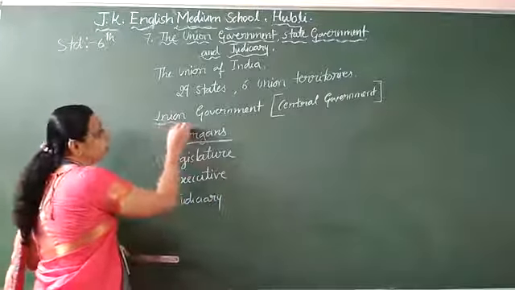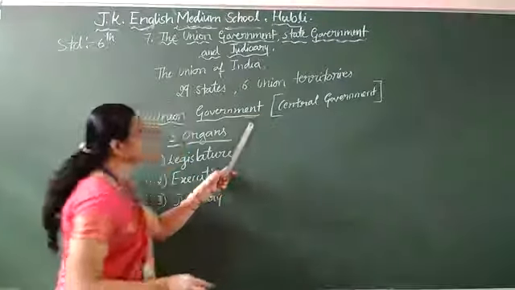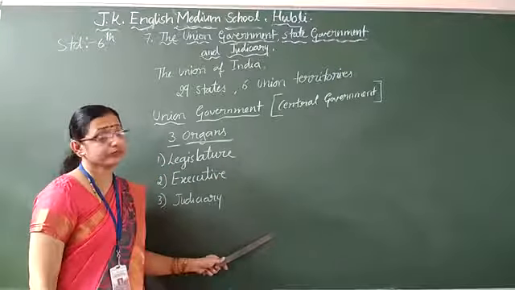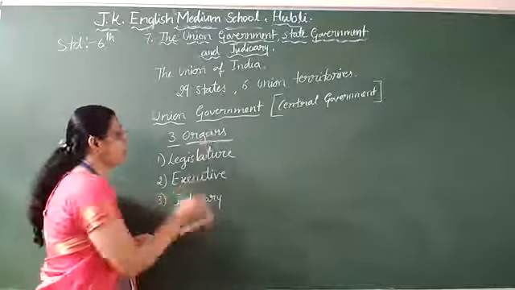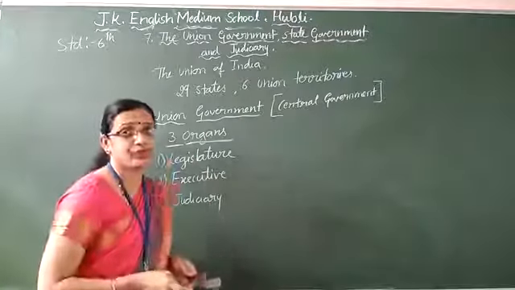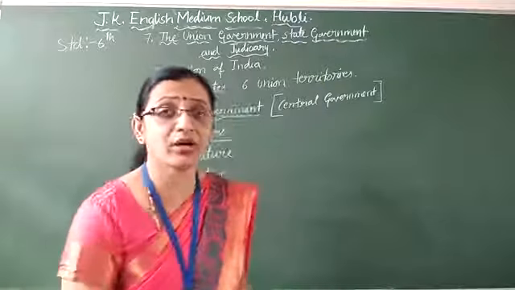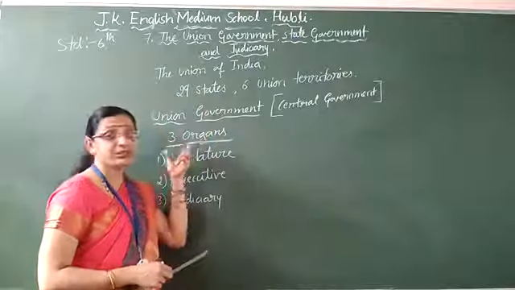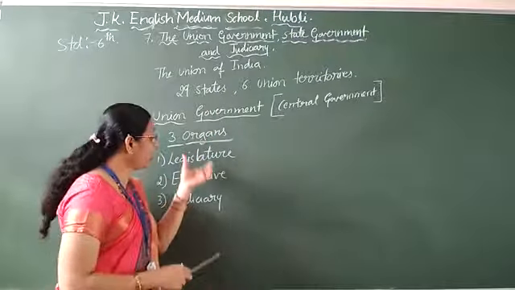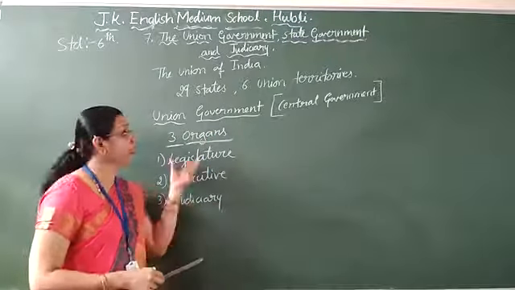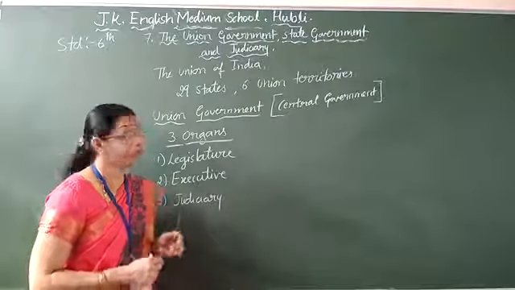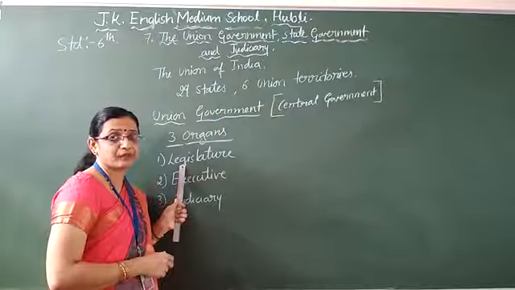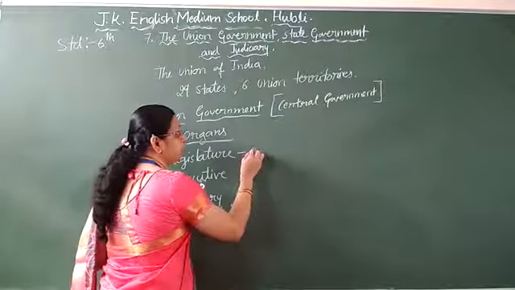Next, I'll move to the union government. Union government, called central government, is for throughout India. This union government has three organs. How our body has many organs, all essential, in the same way the central government has three important organs. All organs should function, then only the government will be successful. What are those three organs? The first one is legislature. What does it do? It makes the laws.